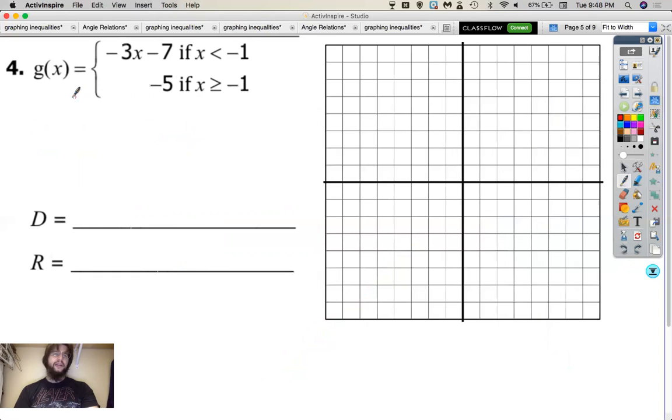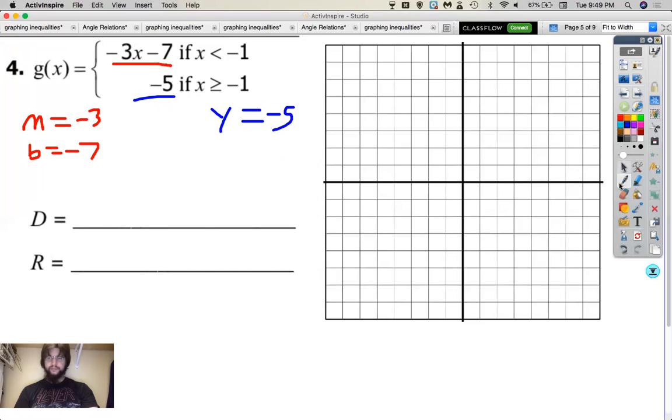So again, who cares what the name of the function is? I guess it does, but we don't care what its name is. It's not important. It's just a function. y equals. So on this part, my slope is -3, and my y-intercept is -7. What's going on here? This is, if you think about it, basically y equals -5, right? That should be real easy for you.